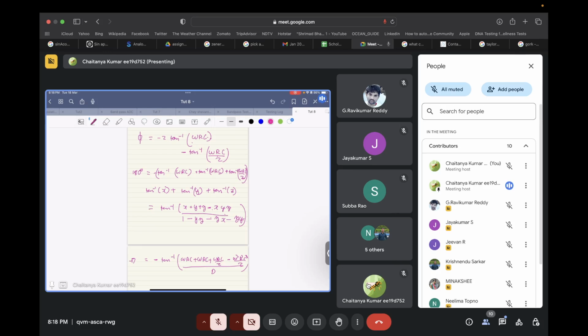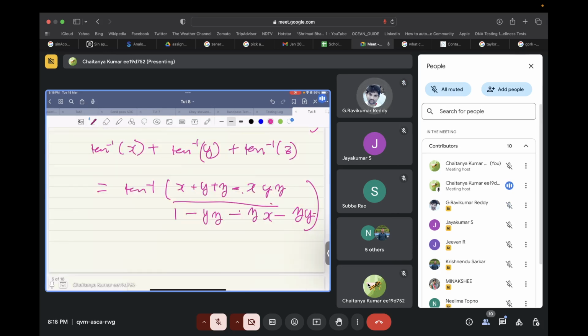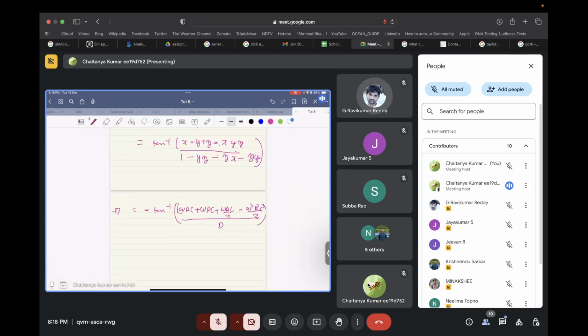Okay, so what is tan pi? Zero. Tan pi is equal to 0, right? So if tan pi has to be 0, then the numerator has to become 0, correct?